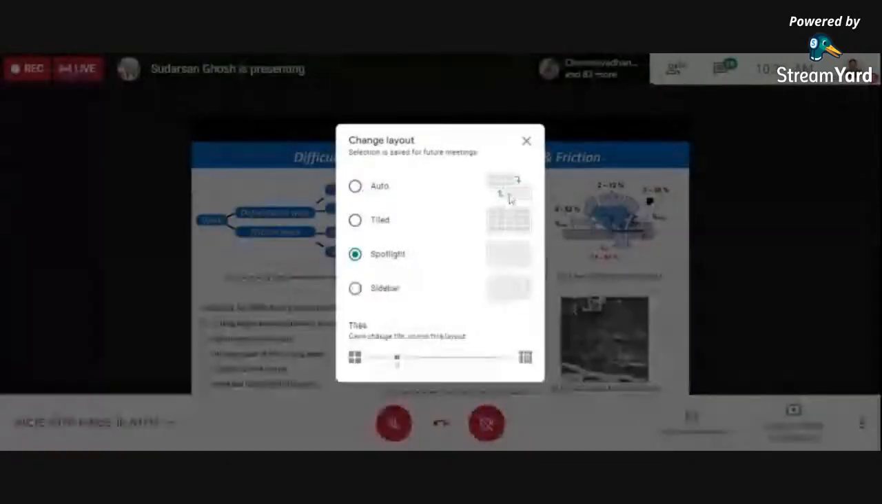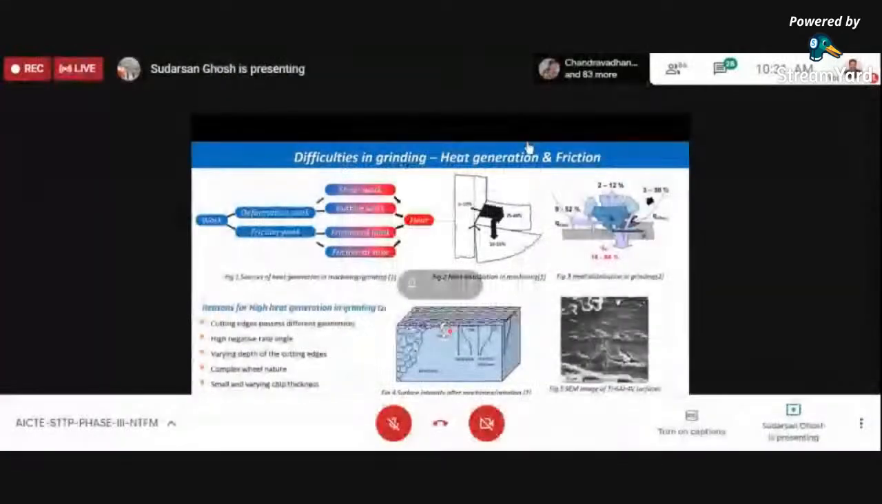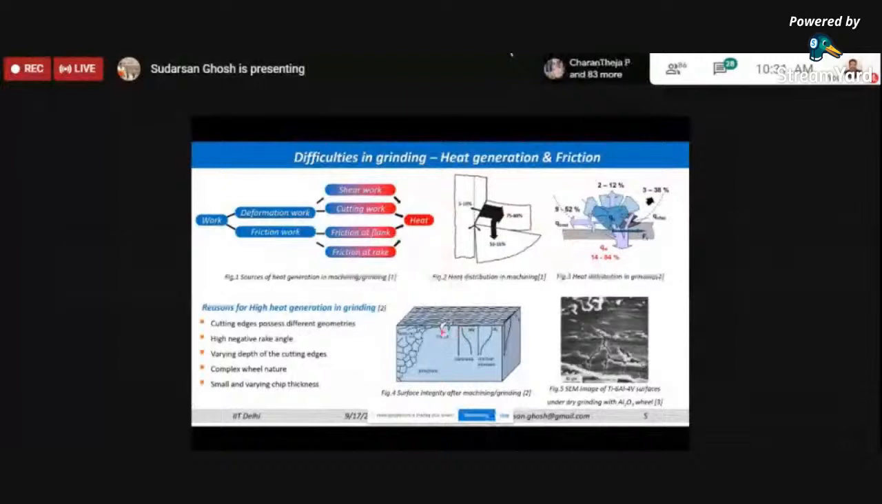So the top layer, being highly heated, will lose its hardness. So in the top layer the hardness will be less, whereas as you go inside the work material, the hardness will be more. Not only that, the microstructure can also get altered because of the high heat.